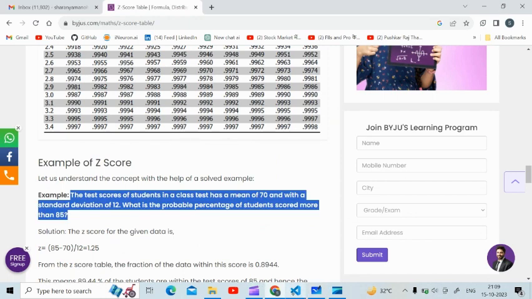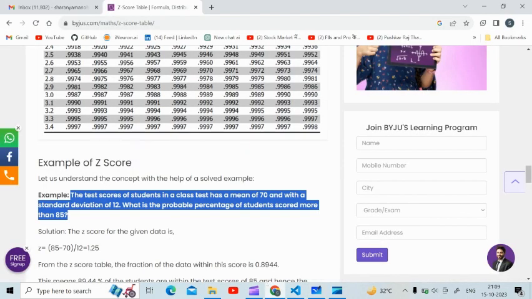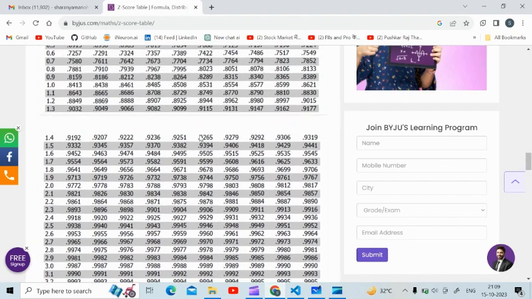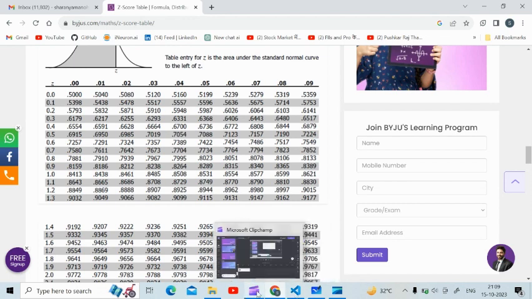They have mentioned 1.25 over here. So 15 by 12 is equal to 1.25. This is my z score value. Whatever z score value you have over here, just put it in a z table. So here is my z table. My 1.25 lies over here, at 1.2 and 5. It's around 0.8944, right?